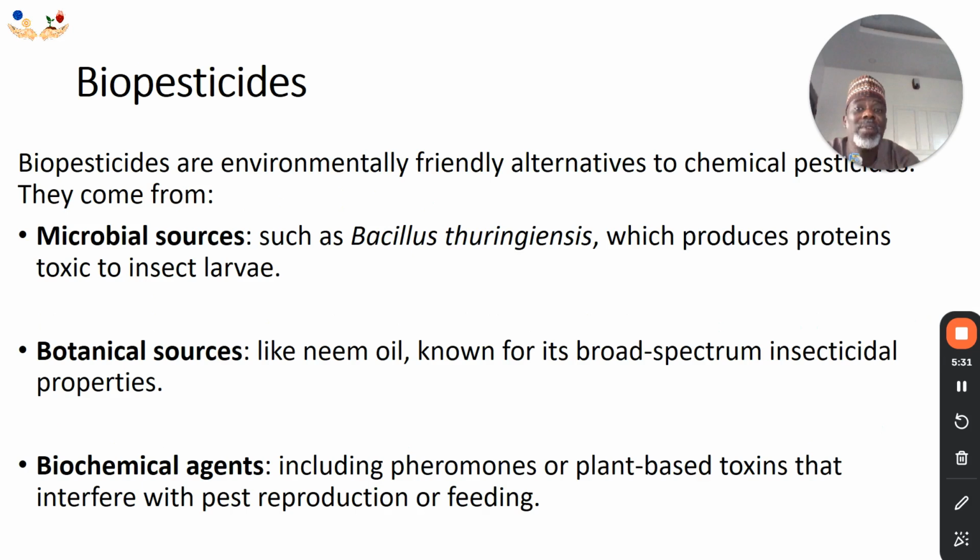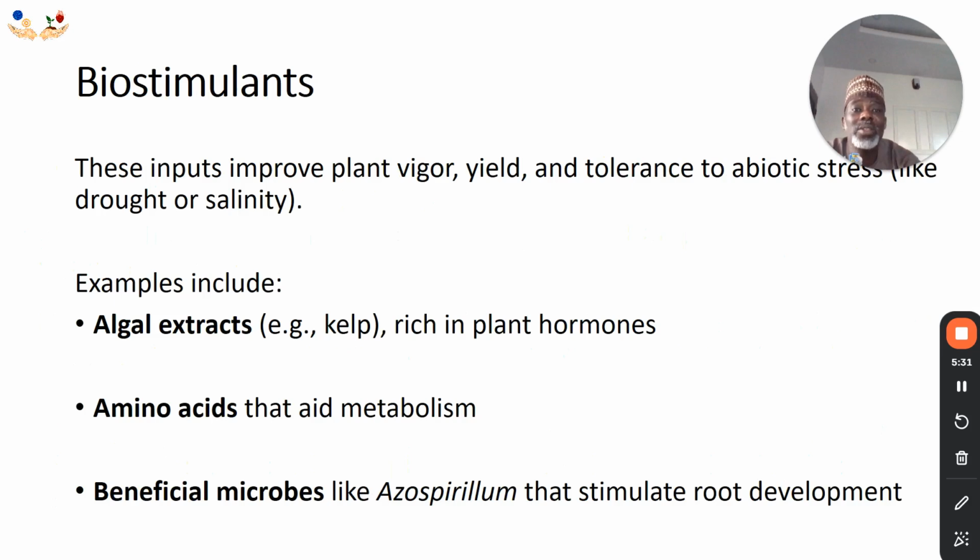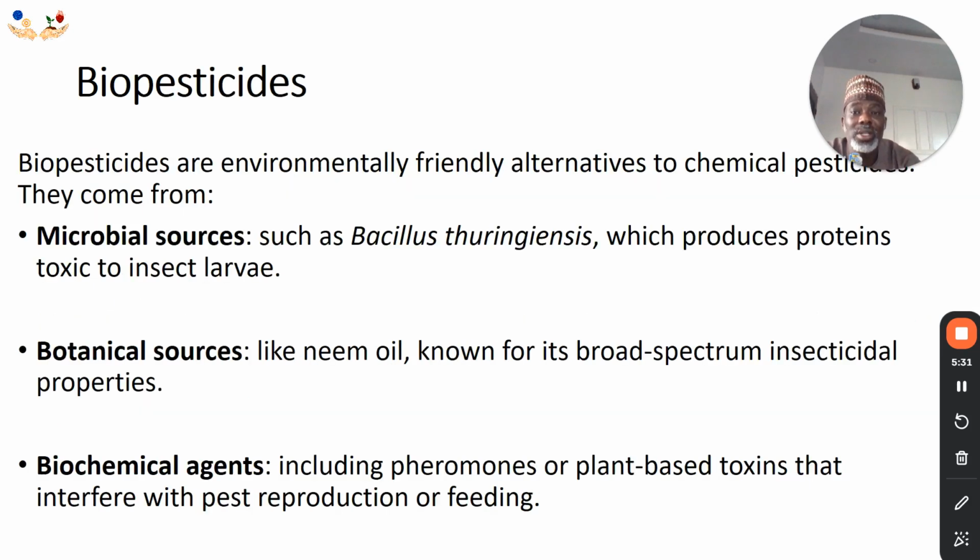We have biopesticides. Biopesticides are environmentally friendly alternatives to chemical pesticides. They can come in the form of microbial sources such as Bacillus thuringiensis, which produces proteins toxic to insect larvae. We have botanical sources like neem for its broad-spectrum insecticidal activity. Biochemical agents include pheromones and plant-based toxins that interfere with pest reproduction and feeding.